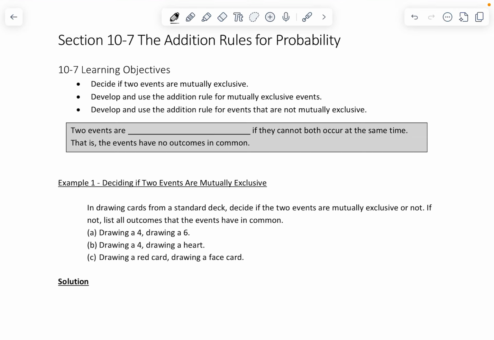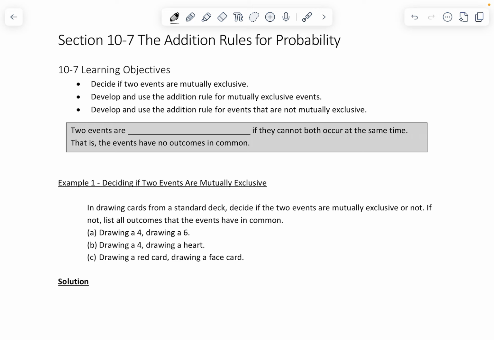In this video, we will be talking about the addition rules for probability. Our learning objectives are to learn how to decide if two events are mutually exclusive. We will look at how to develop and use the addition rule for mutually exclusive events, and then how to develop and use the addition rule for events that are not mutually exclusive.